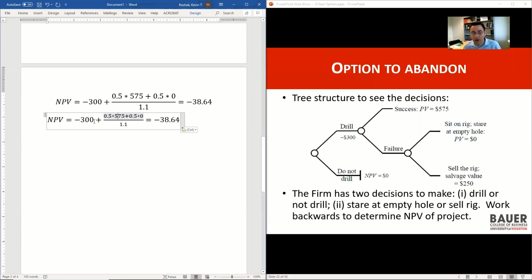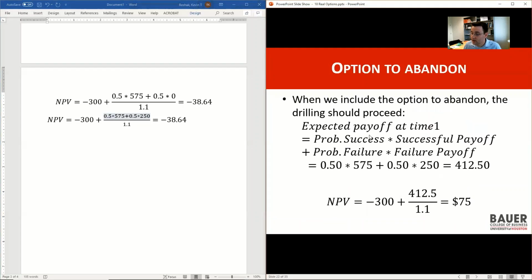What changes? Well, you still have to put in $300 for the rig. In a successful state, you still get 575. But if things fail, instead of getting 0, now you get 250. Okay, and that happens at time 1. So we'll see that changes the NPV considerably. Now the NPV goes up to $75 instead of minus 38. So now we want to buy the rig. We want to drill. Before we did not.